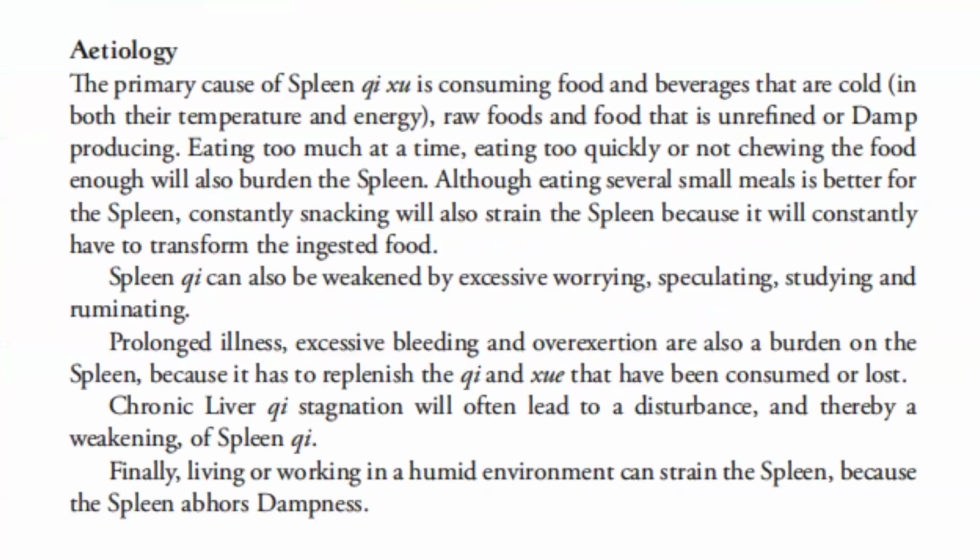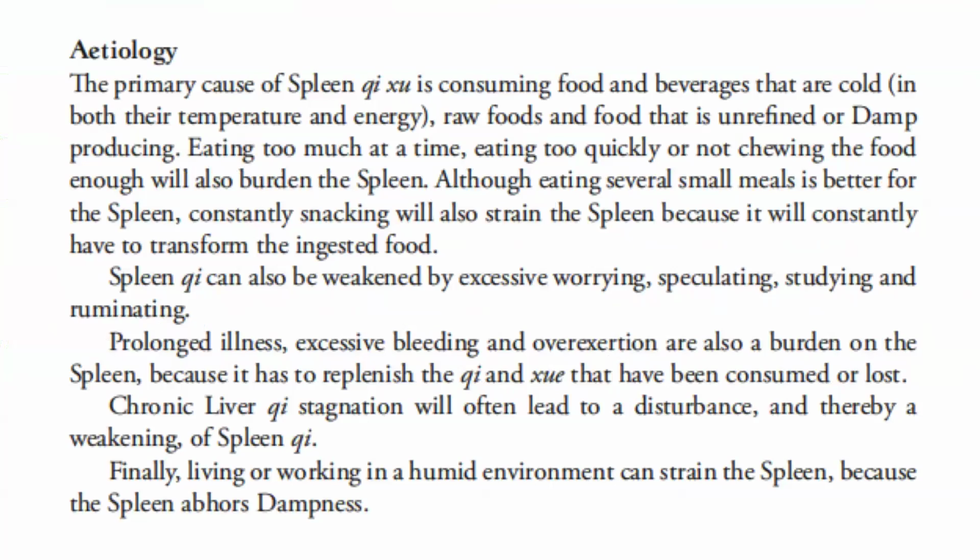The primary cause of spleen Qi deficiency is consuming food and beverages that are cold in both their temperature and energy, raw foods, and food that is unrefined or damp producing. Eating too much at a time, eating too quickly, or not chewing the food enough will also burden the spleen, although eating several small meals is better for the spleen. Constantly snacking will also strain the spleen because it will constantly have to transform the ingested food.